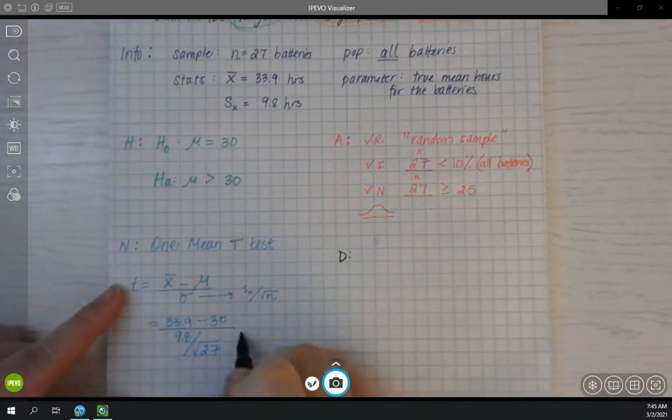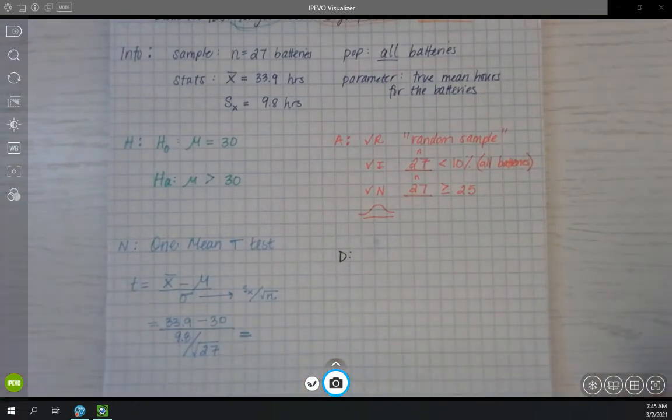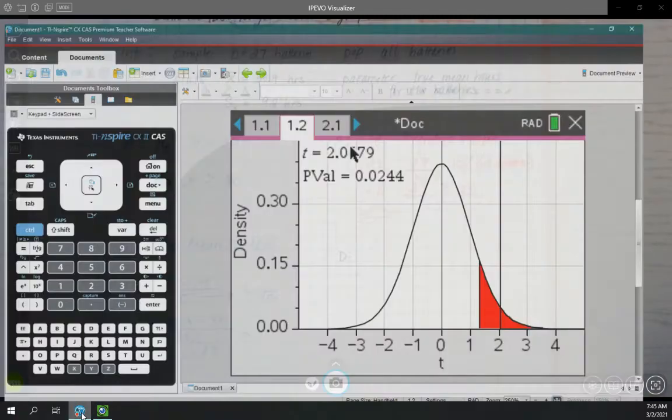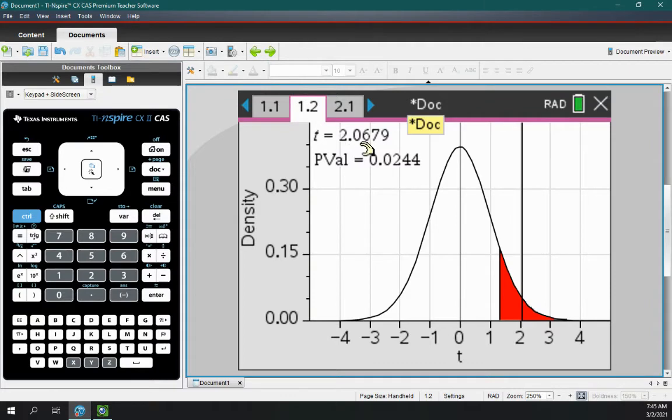And what I do is I plug this into my calculator. And I'm going to go ahead and show my calculator screen. When I do this in the calculator, my t-score ends up being 2.0679. And I'm just going to write all of those because I have them. And it gave me the p-value of 0.0244.